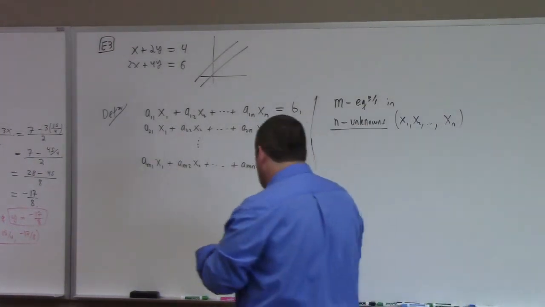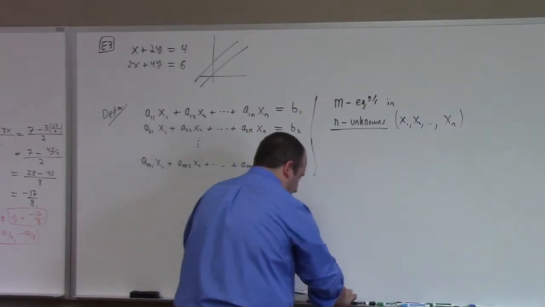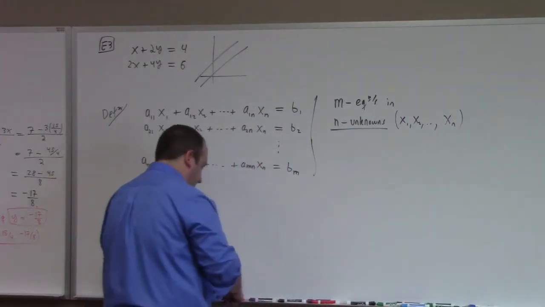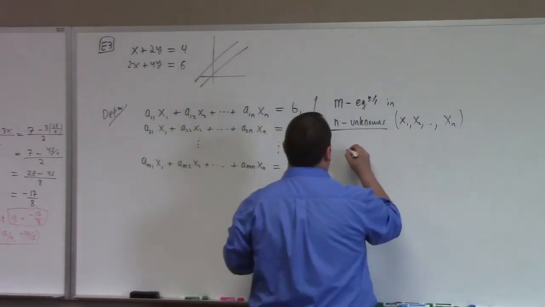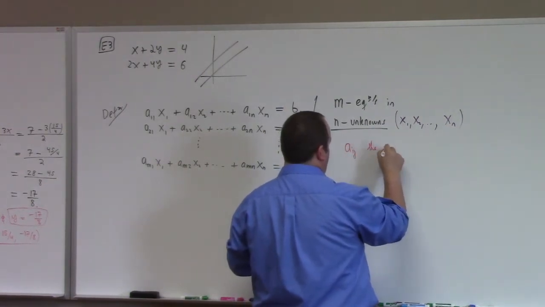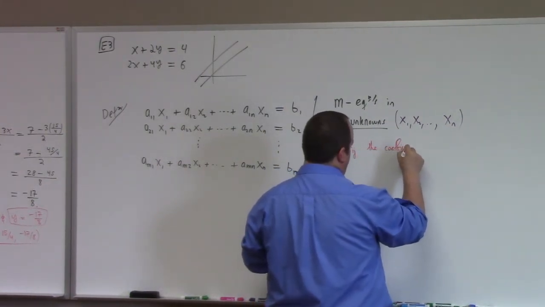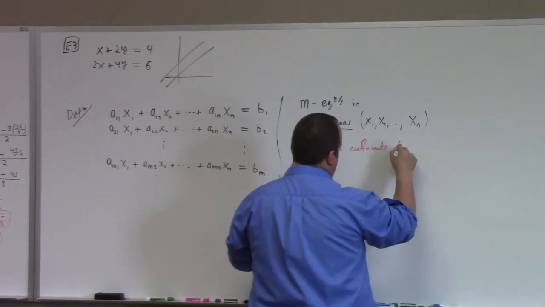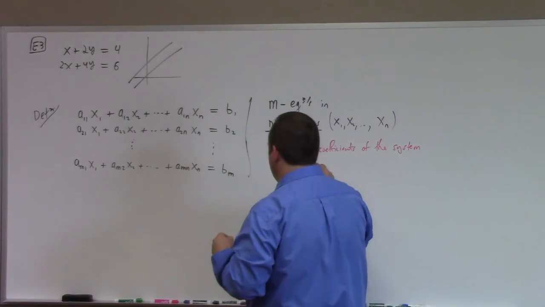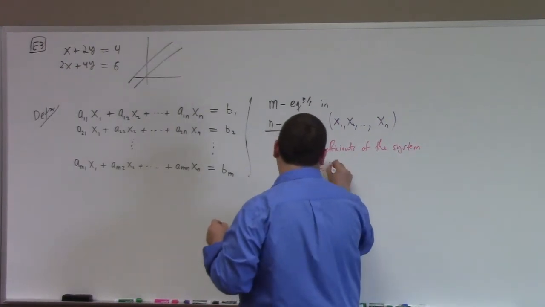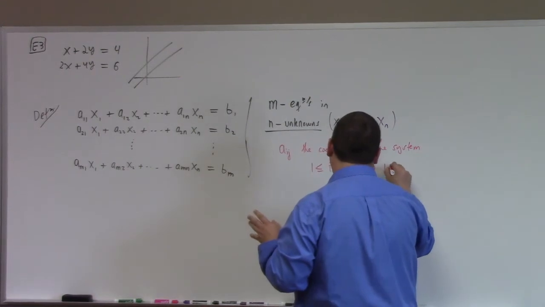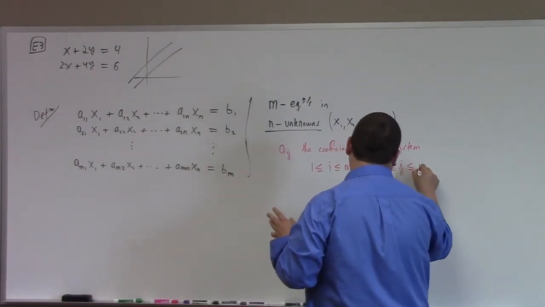Okay, so we define something called matrix multiplication. By the way, the a sub ij's are the coefficients of the system. Here we have 1 less than or equal to i less than or equal to m, and 1 less than or equal to j less than or equal to n.